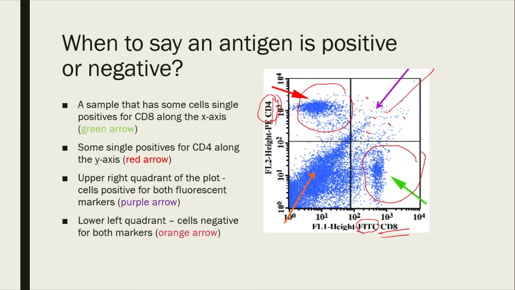Now on the other hand, in the lower left, the orange arrow here, those are cells that are negative for both markers. So it could be, we are looking at blood, you shouldn't have a lot of white cells, normally. So there are more cells in this sample that don't have any CD8 and CD4 markers, so they are not producing a signal, in a sense.